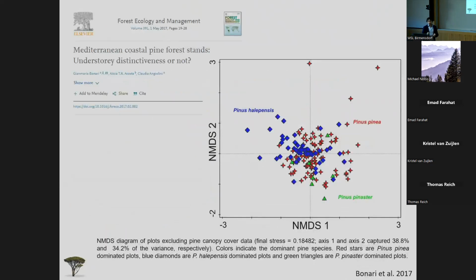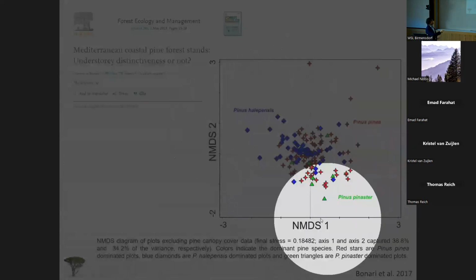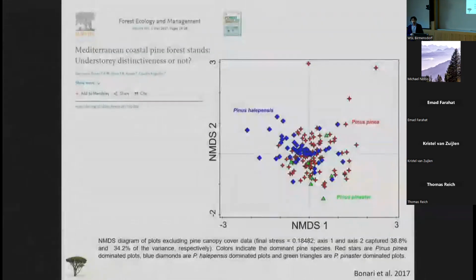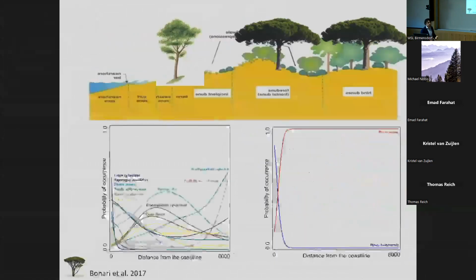Then we wanted to understand whether the species composition of this forest, dominated by different pines, with specific reference to Pinus halepensis, Pinus pinea, and Pinus pinaster, was similar. And what we found is that when you consider the understory in your analysis, everything gets together. But in reality, when you remove the effect of the overstory, the understory shows clear patterns. And these patterns can be basically summarized in these 2 graphs.